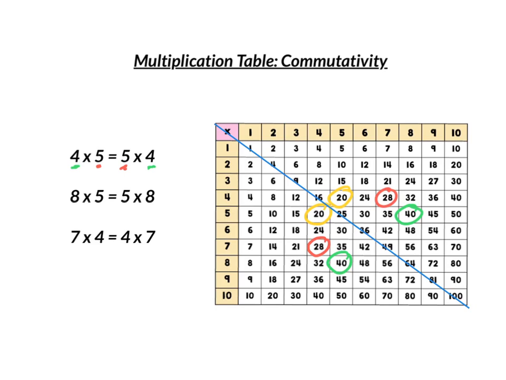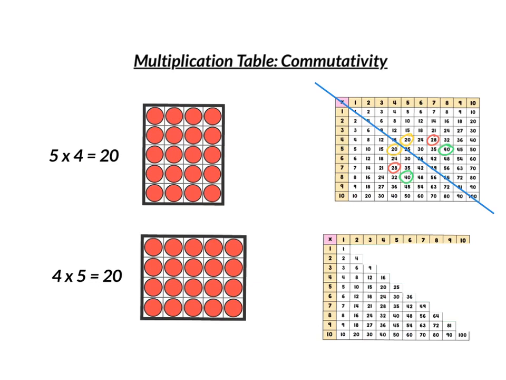So what do I mean? 4 times 5 equals 20, but 5 times 4 equals 20. We have stumbled across something very interesting about the multiplication table. We can see that the multiplication table is in fact a reflection of itself. The top right half and the bottom left half are a mirror image.